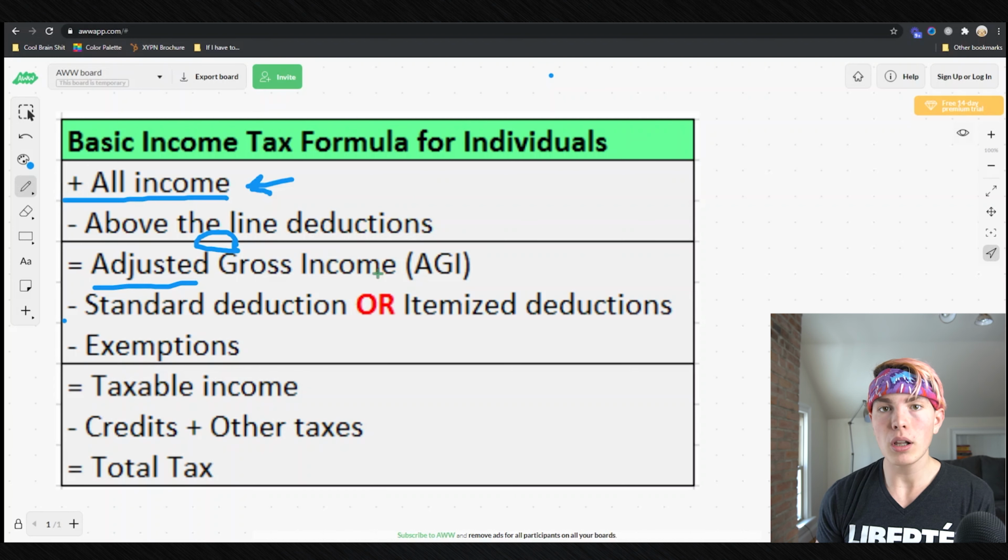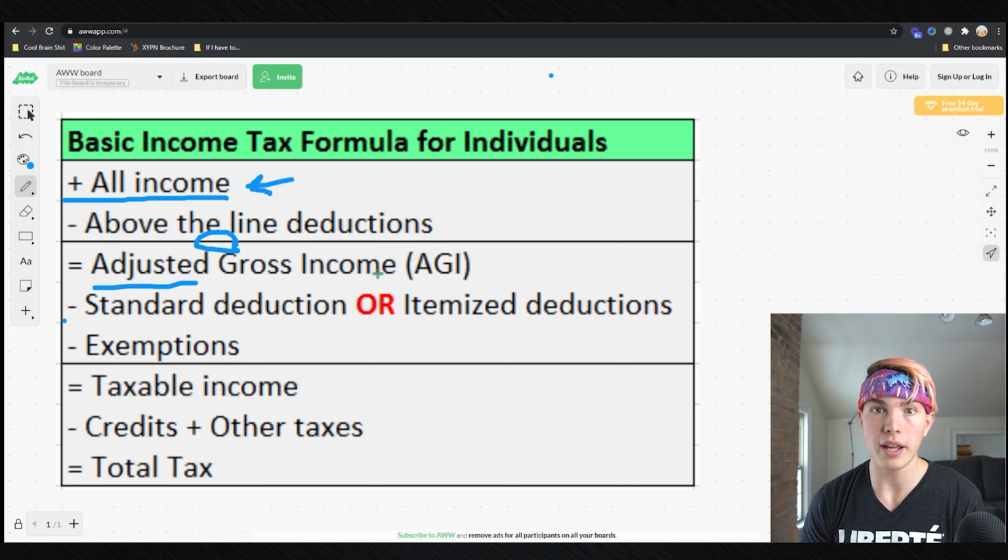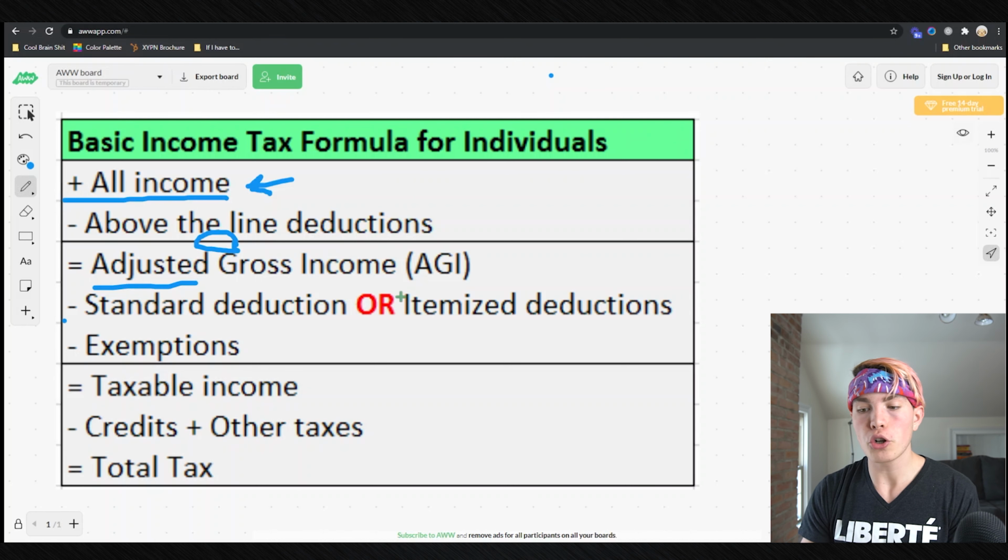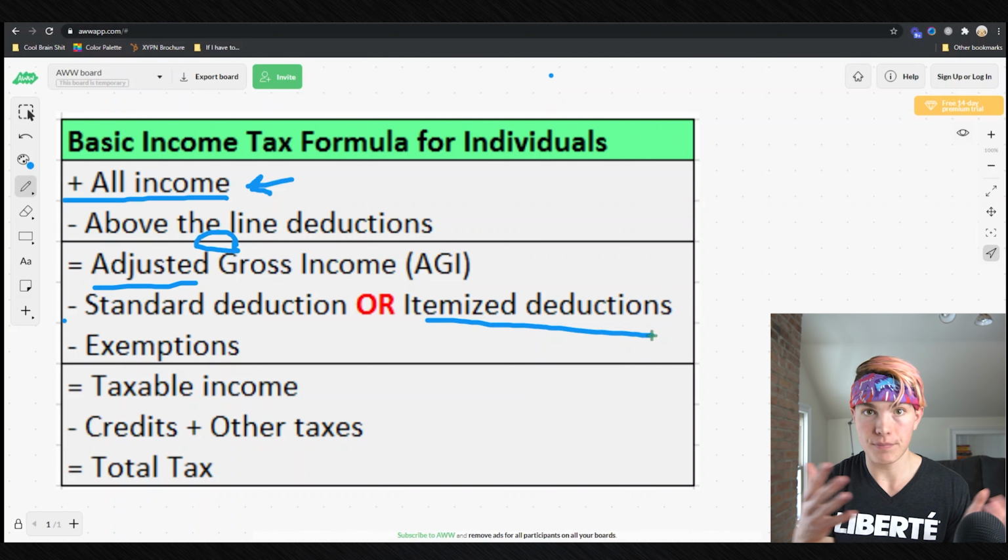Now, most people are going to be best off with the standard deduction, especially if you are a young person, young entrepreneur, influencer, whatever. You're probably going to be best off with the standard deduction. But how this works is you're going to add up all of your itemized deductions. And if they're more than the standard deduction, you take the itemized. But if they're less than the standard deduction, then you take the standard deduction.